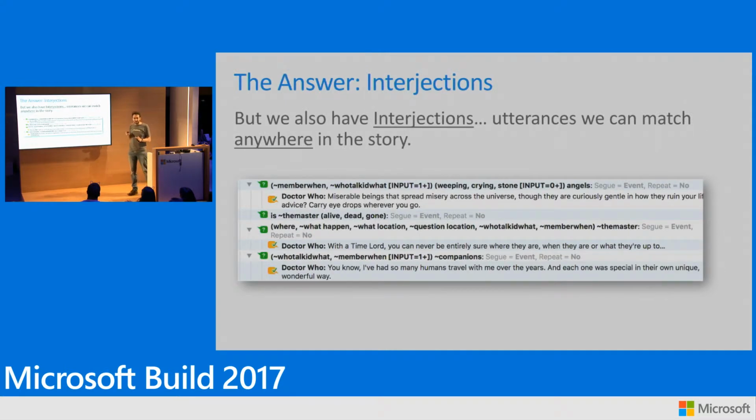We also have this thing called an interjection. Now, an interjection is a rule. It's one of these things that you match that someone says, but it's something the bot can answer anywhere in the conversation. It's because a person should be able to answer this question anywhere in a conversation without losing their place in the conversation. So here we have a couple of them, talking about the weeping angels, talking about Missy, talking about her companions, all things Doctor Who should be able to respond to.